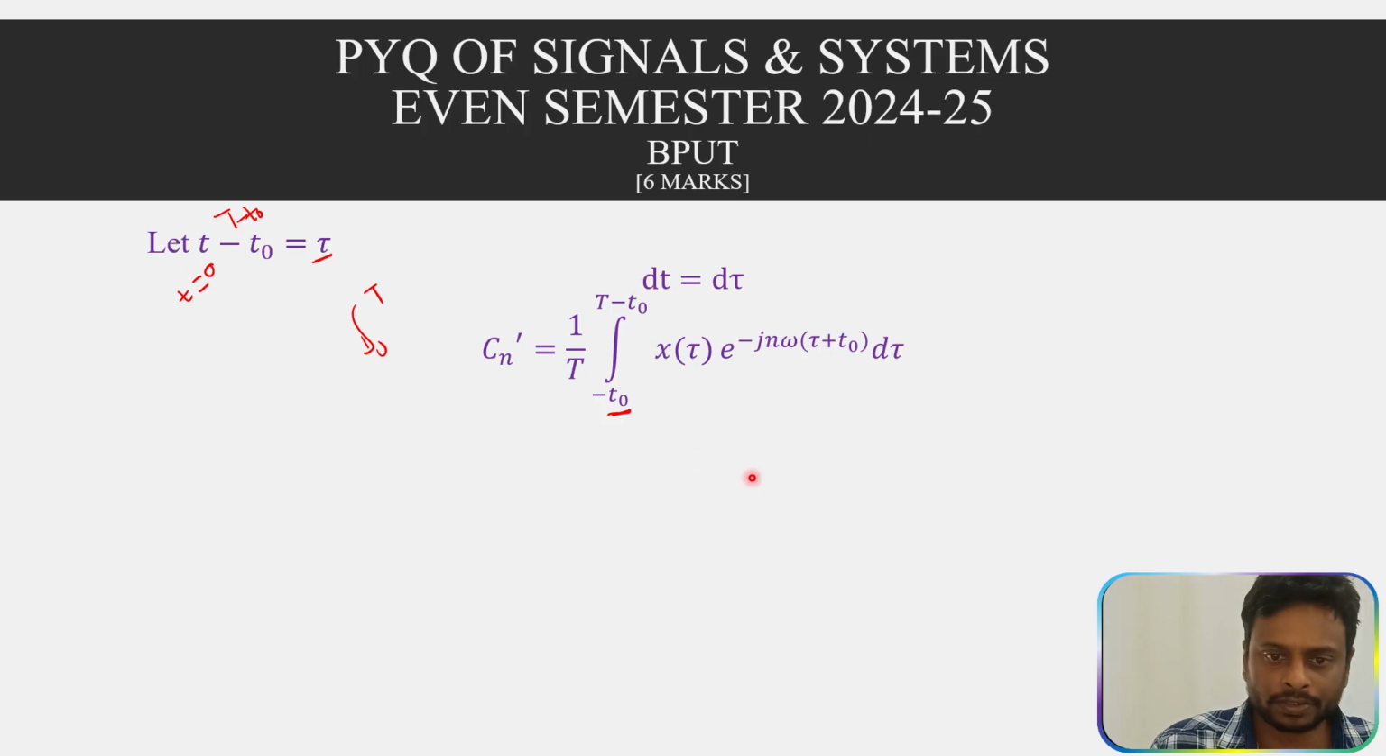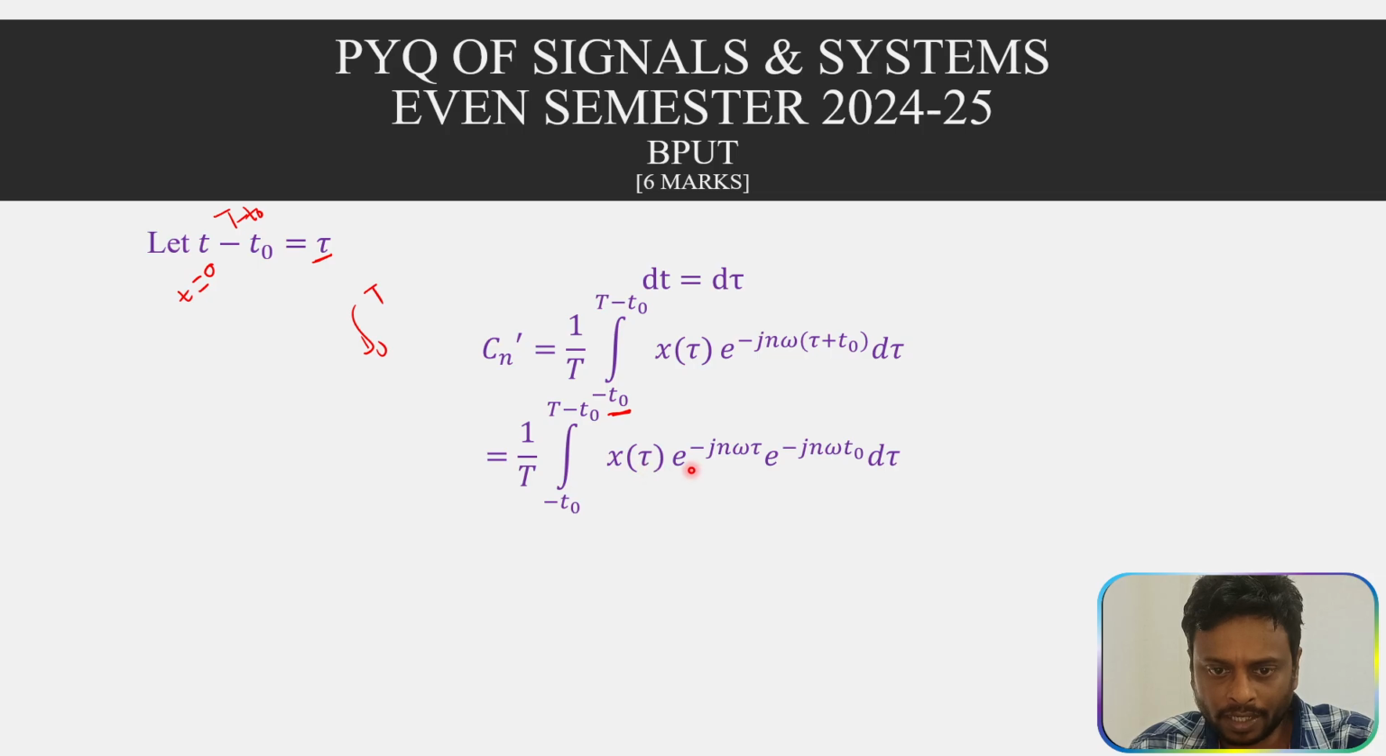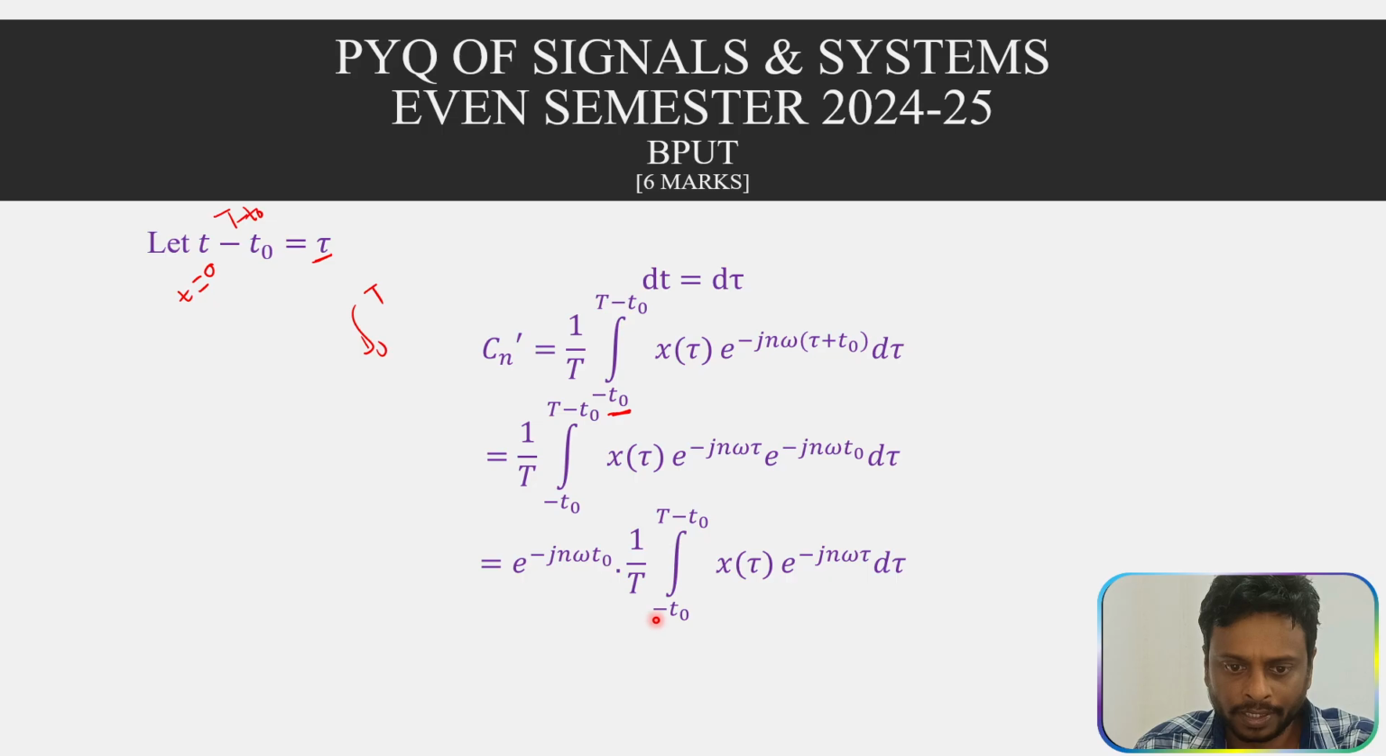So it will be x of tau e to the power minus j n omega, and small t we can write as t0 plus tau. So small t is t0 plus tau, d tau. Now we can multiply this: x of tau e to the power minus j n omega tau, and e to the minus j n omega t0 d tau. Let us keep e to the minus j n omega t0 outside. So it will be 1 upon T, from minus t0 to T minus t0, x of tau e to the minus j n omega tau d tau. So this is our actual Cn.